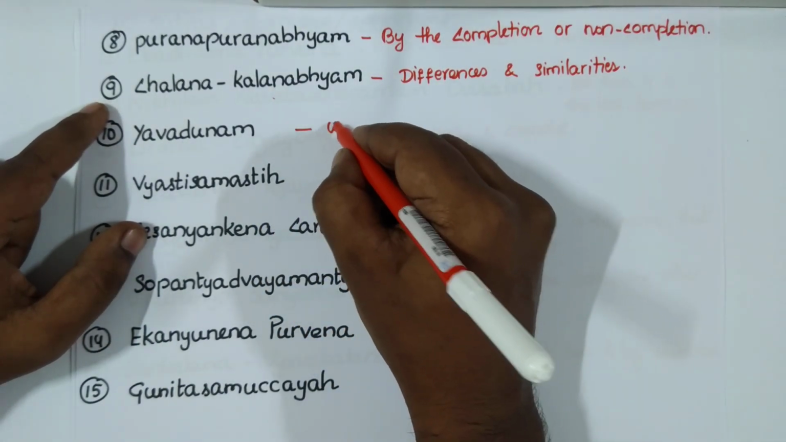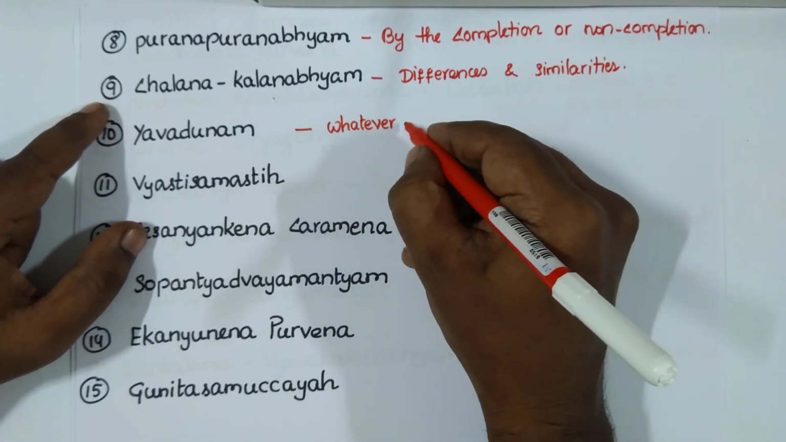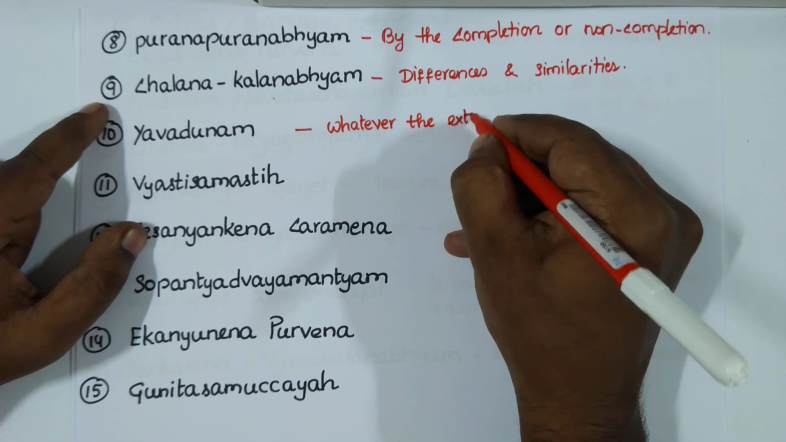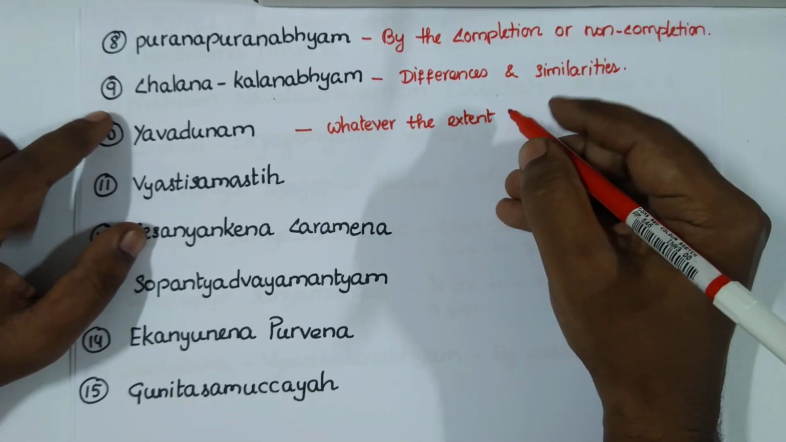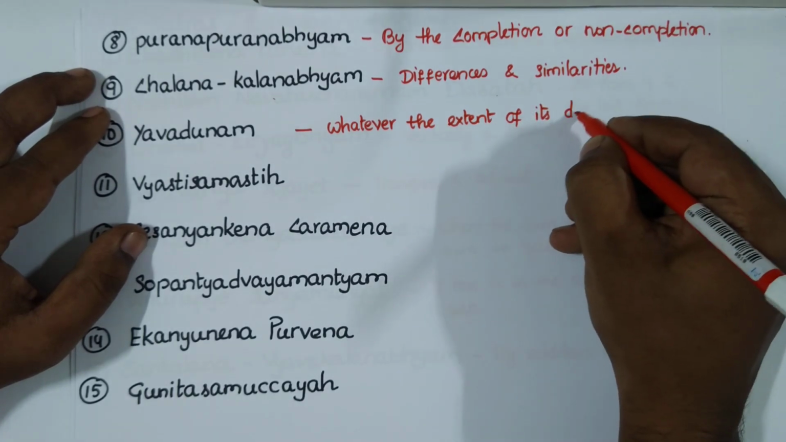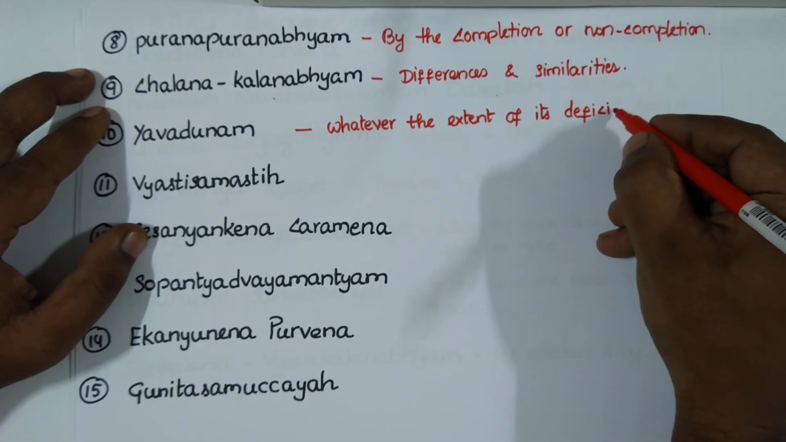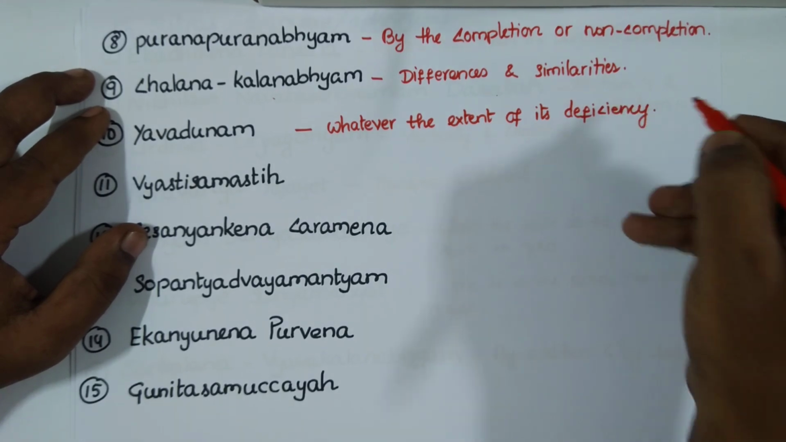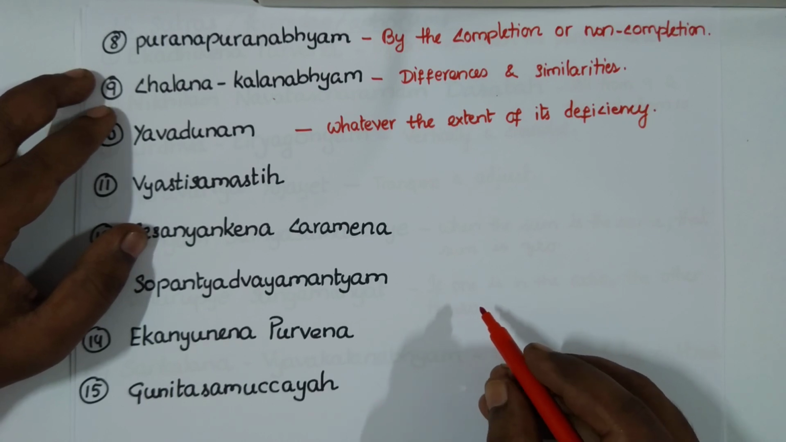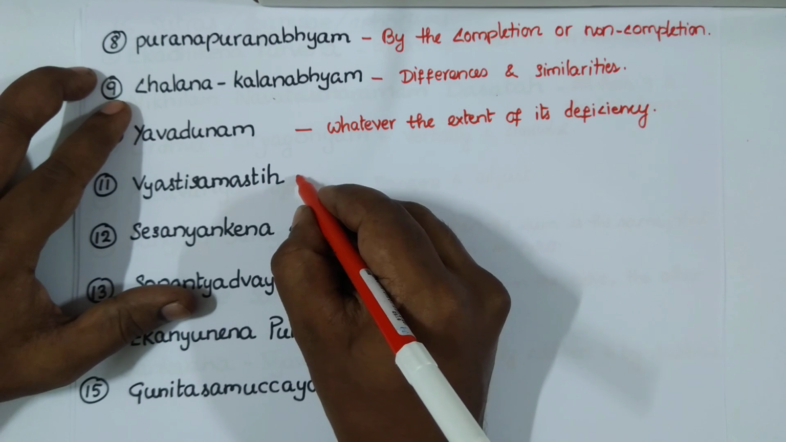Yavadunam means whatever. The 10th one seems difficult to understand now, but it is very simple when we apply it over a problem. Whatever the extent of its deficiency. This seems something like incomplete stuff, but it is completely complete. At times we have to expect the unexpected, right?